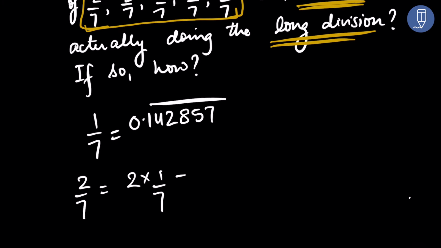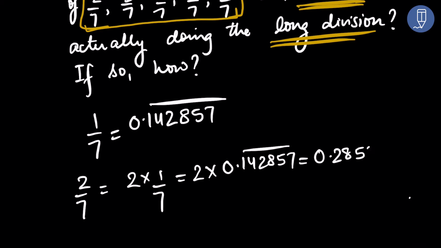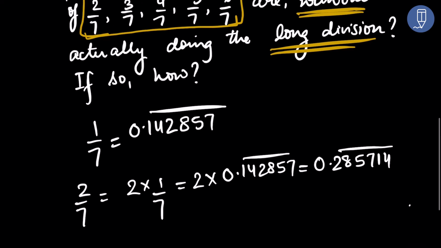Agreed? Now 2 multiplied by, instead of 1 by 7, we'll write down 142857 bar, the value of 1 by 7. Now we multiply this the way you do normal multiplication, same way. So we get 0.285714 bar. So we get the value of 2 by 7 without actually doing long division. We will use this method in all the numbers.